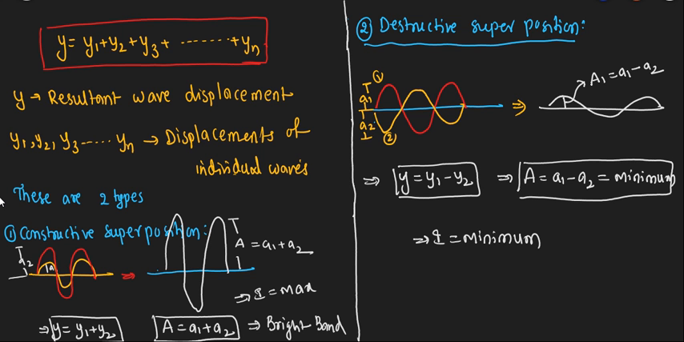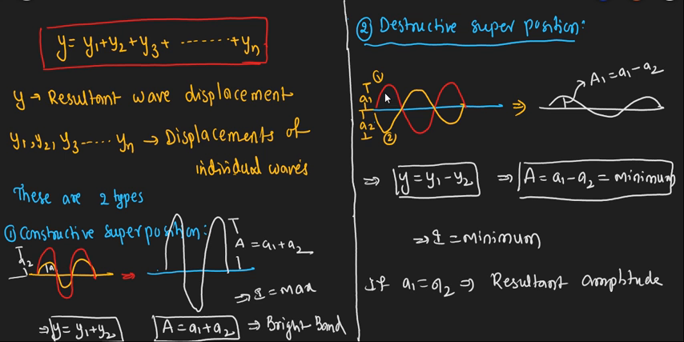Here, this is the destructive superposition. In this, darkness forms. Okay, and in this, what happens if the amplitudes are equal? If a1 is equal to a2, then what happens? The resultant amplitude becomes... two light waves combine and form a... there are two light waves here.